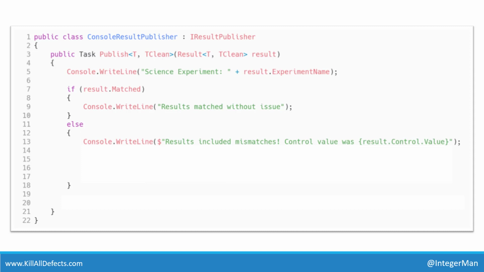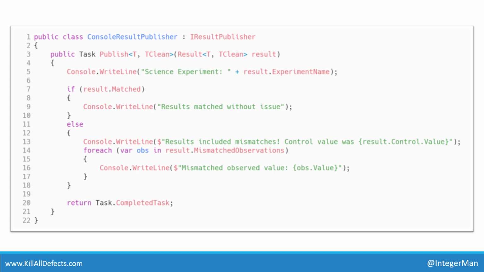The control value, that's the result, the value returned by the use statement, remember? The legacy value, result.ControlValue. So, hey, there was a mismatch. The control value was this, and then we have this thing called observations. So we're going to loop over the collection of mismatched observations. Remember I said that Scientist does support multiple tries if you want to, but they recommend that you don't. So here's where we'll loop over those mismatched observations. Each one of those tries that failed is going to be in this mismatched observations collection. And we're going to say, hey, this observation had a value of this, and then finally at the end we're going to return a Task.CompletedTask because we have to return a task, and we're not doing anything asynchronous here. So this is our very simple console result publisher.